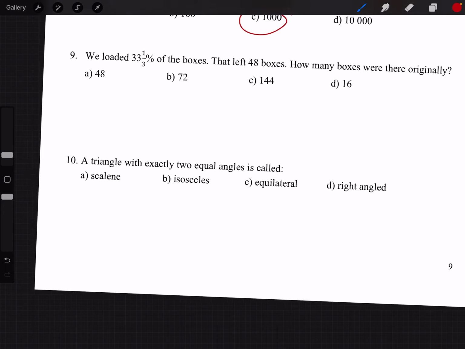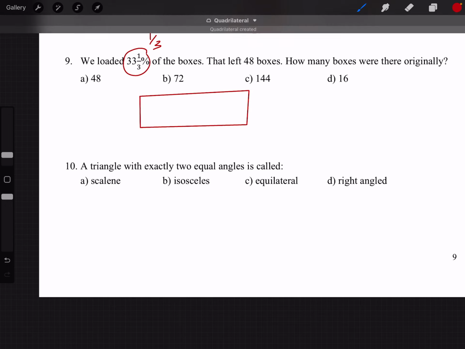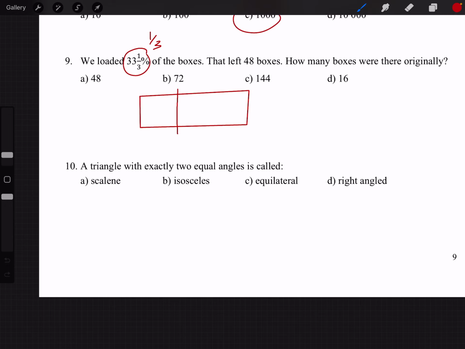We loaded 1/3 of the boxes. This is another way of saying a third. That left us 48 boxes. So imagine this is all your boxes, and you just loaded 1/3. These boxes are gone, and that left you with 48 boxes.